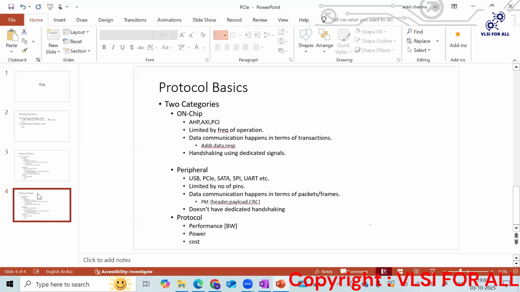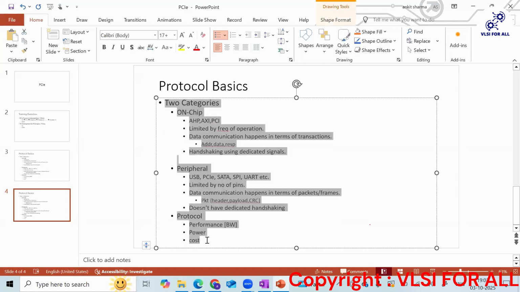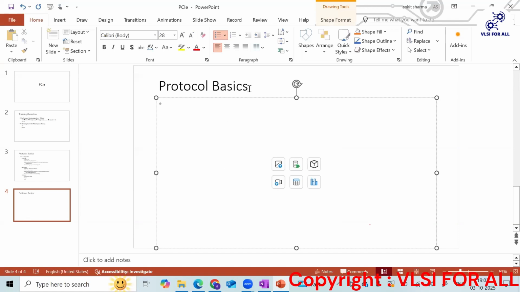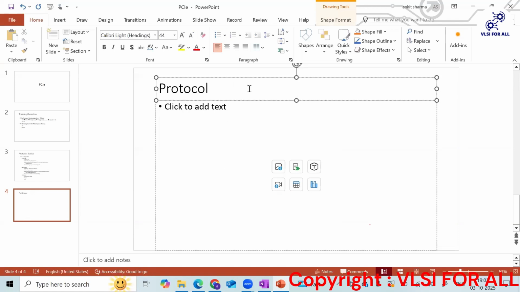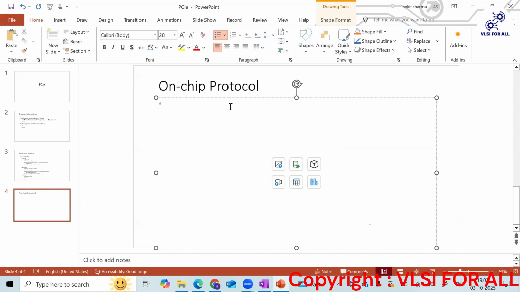Now, on-chip protocols: what are the advantages? Then we'll go for peripherals. So what are the advantages? We have lots of advantages. It's not that we don't have advantages, and we have some drawbacks also. So what advantages do we have?